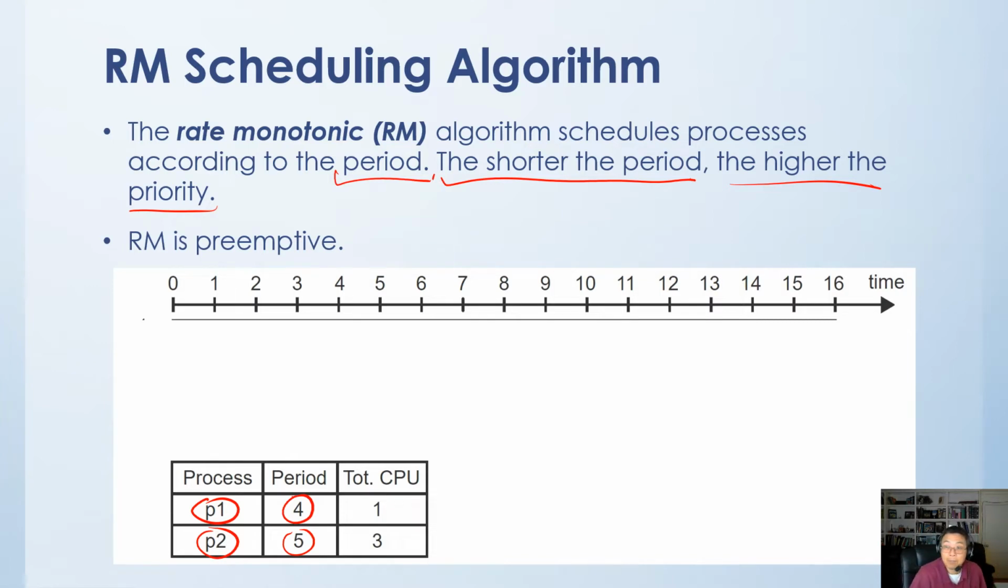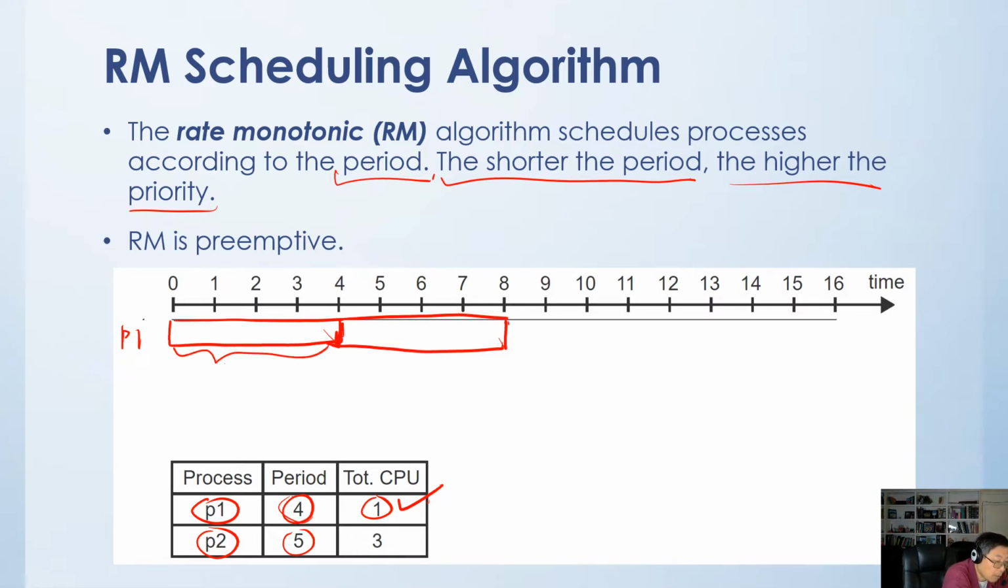Okay. So what does that mean? P1 has period 4, which means the first computation of length 1 for the CPU, the total CPU time, which is 1, has to be completed within time 0 and 4. Because the period is 4, for P1 the first period is 4. So for this first period, the computation of length 1 has to be done before time 4. And then the second one has to be done before 8.